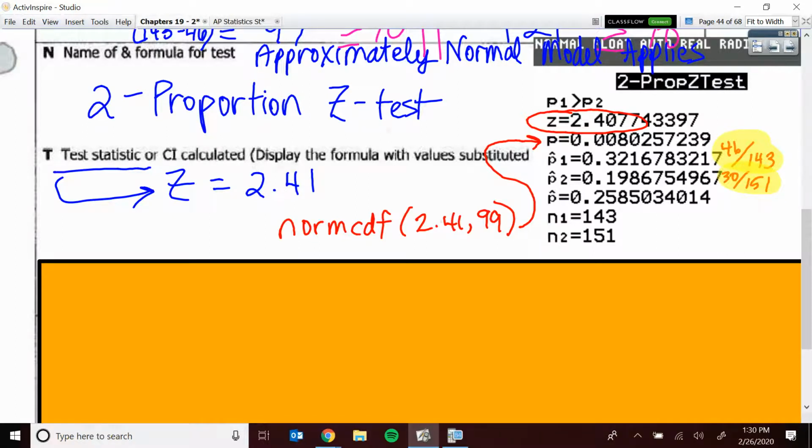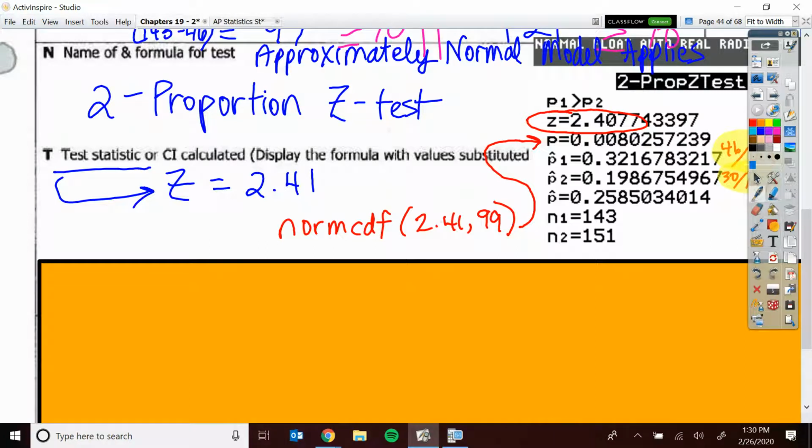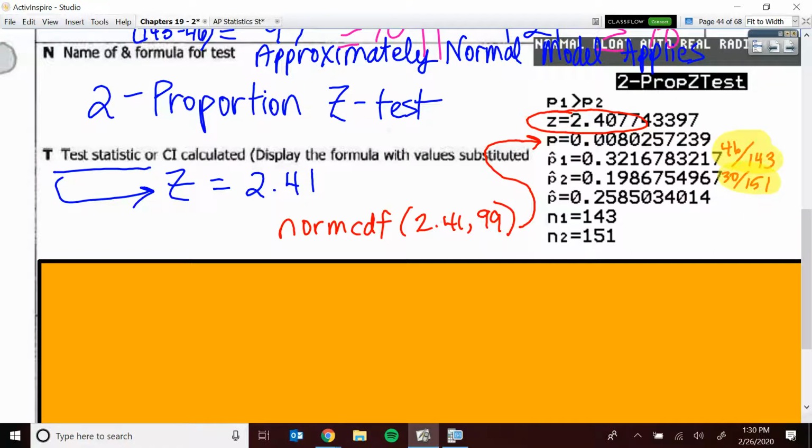This p-hat with no subscript, that's combined. That's like adding, that's like 76 out of 196. So they just lumped them together into the total successes out of the total in the sample. So let me show you again. That came from 76 out of 196, which we're not really interested in.